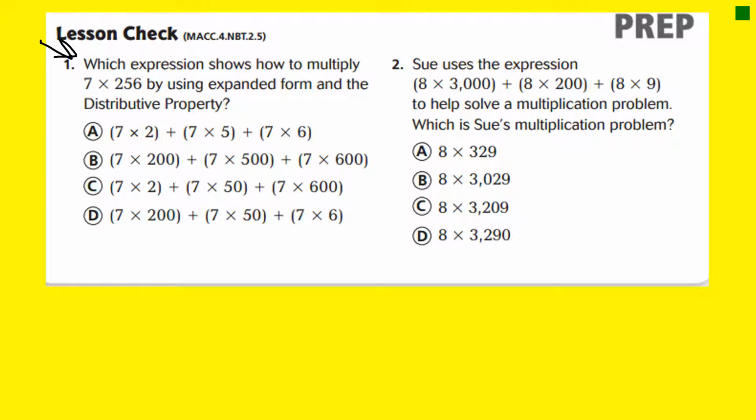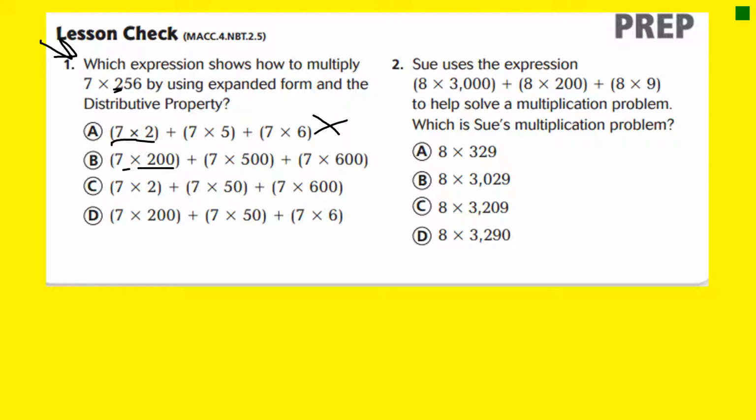Okay, so all these answers, they try to trick you by putting 2, 5, and 6 and all these different values all over the place, right? So what I like to do is, I'm going to start with that 2. What is a 2 in the hundreds place worth? Is it just 7 times 2? Oh no, that 2 is worth 200. So I know then that answer A is impossible because that just says 7 times 2.